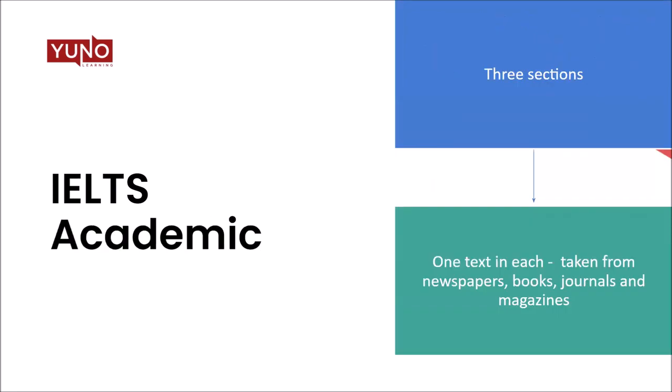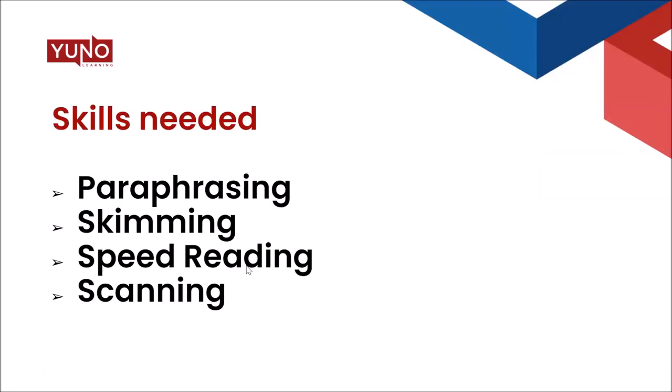Now, what do the IELTS academic students get? In the IELTS academic reading test, also you get 3 sections, but in each section there's one long passage of around 900 words. And the text is taken from newspapers, books, journals, and magazines. So it is academic in nature. So obviously, the vocabulary used in the academic reading text is also more difficult when it's compared to the IELTS reading test for the general training students. However, the skills that are tested in both are similar.